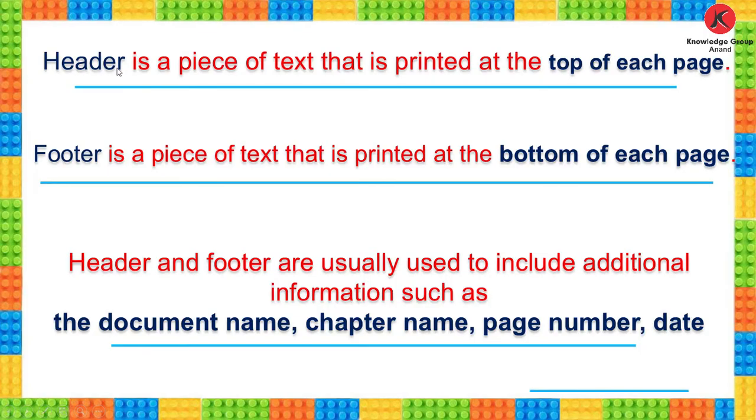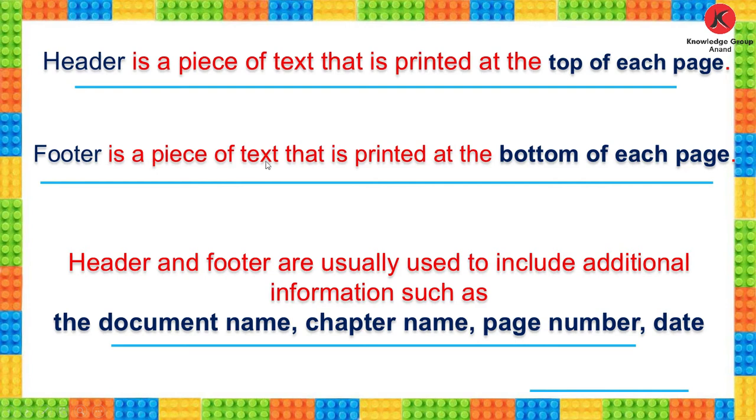A header is a piece of text that is reprinted at the top of each page. Each page means if you have 100 pages in a single document, then each page contains a specific header. It will automatically display at the top of each page.